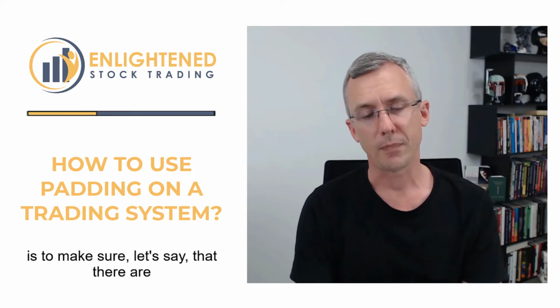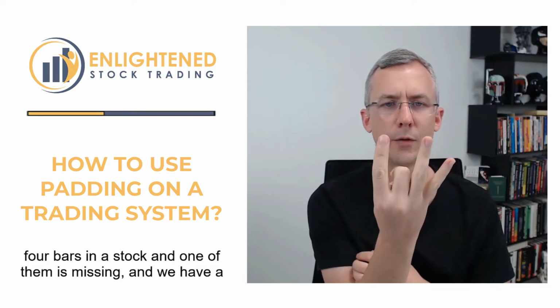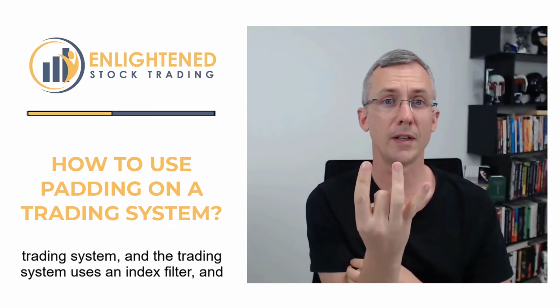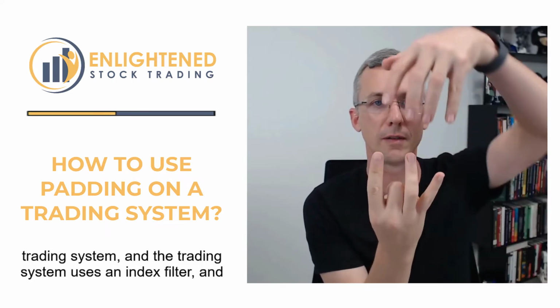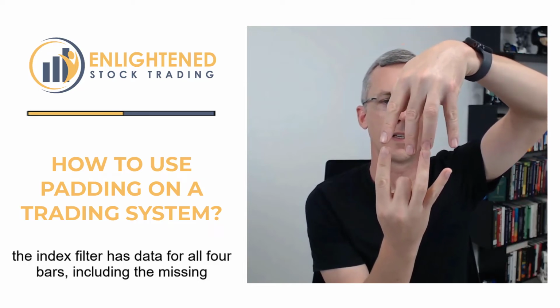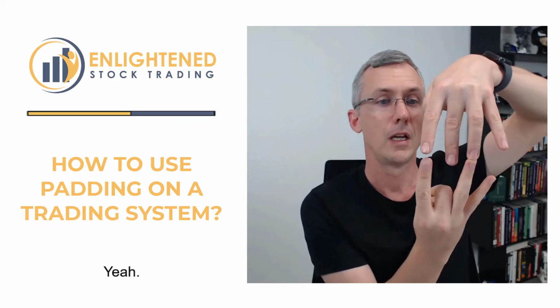So the reason we use padding is to make sure, let's say that there's 4 bars in a stock and one of them is missing. And we have a trading system, and the trading system uses an index filter, and the index filter has data for all 4 bars, including the missing one. Make sense so far? Yeah.